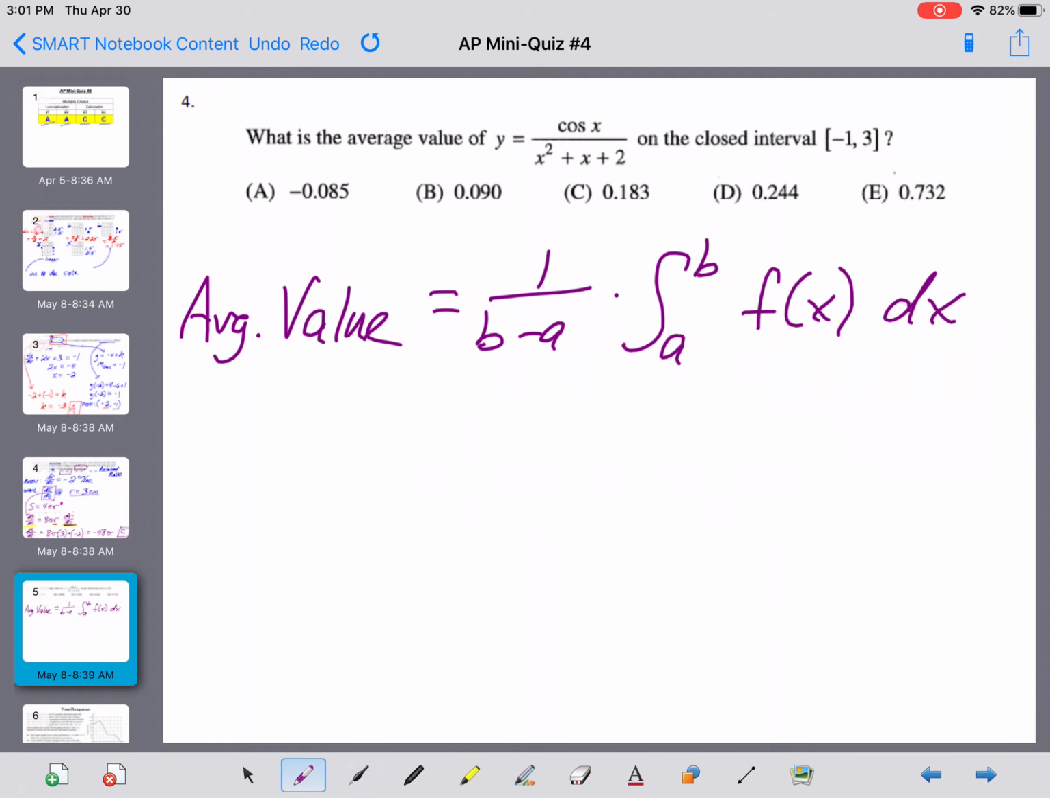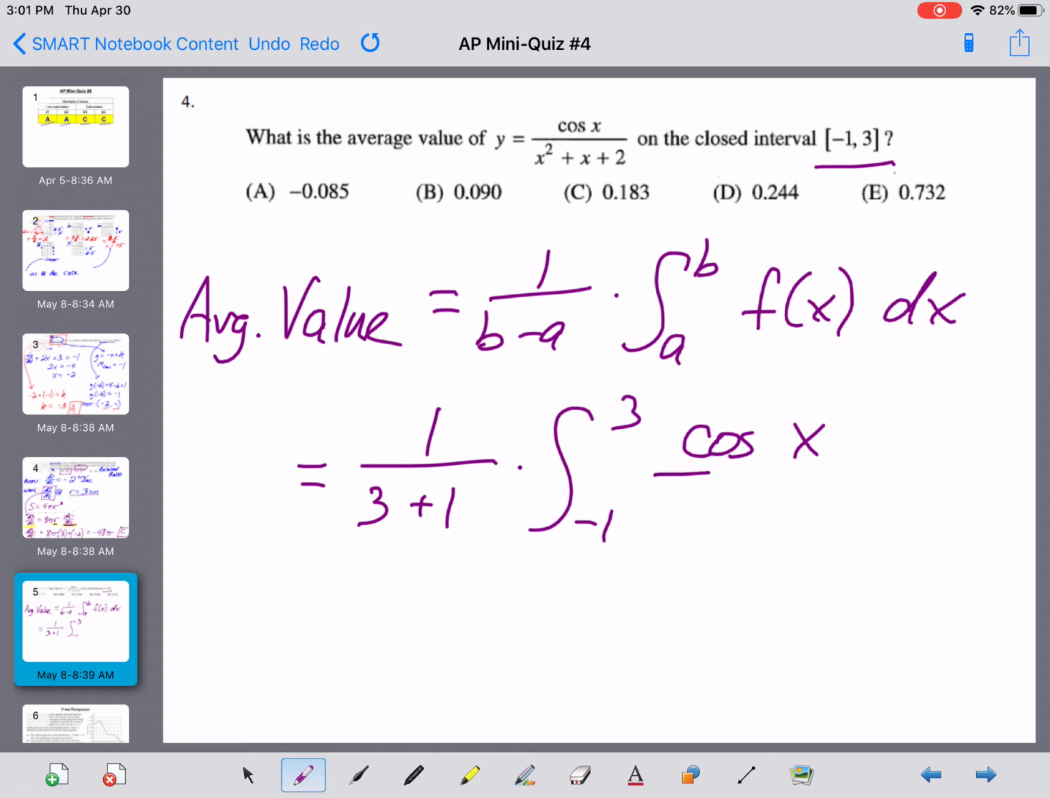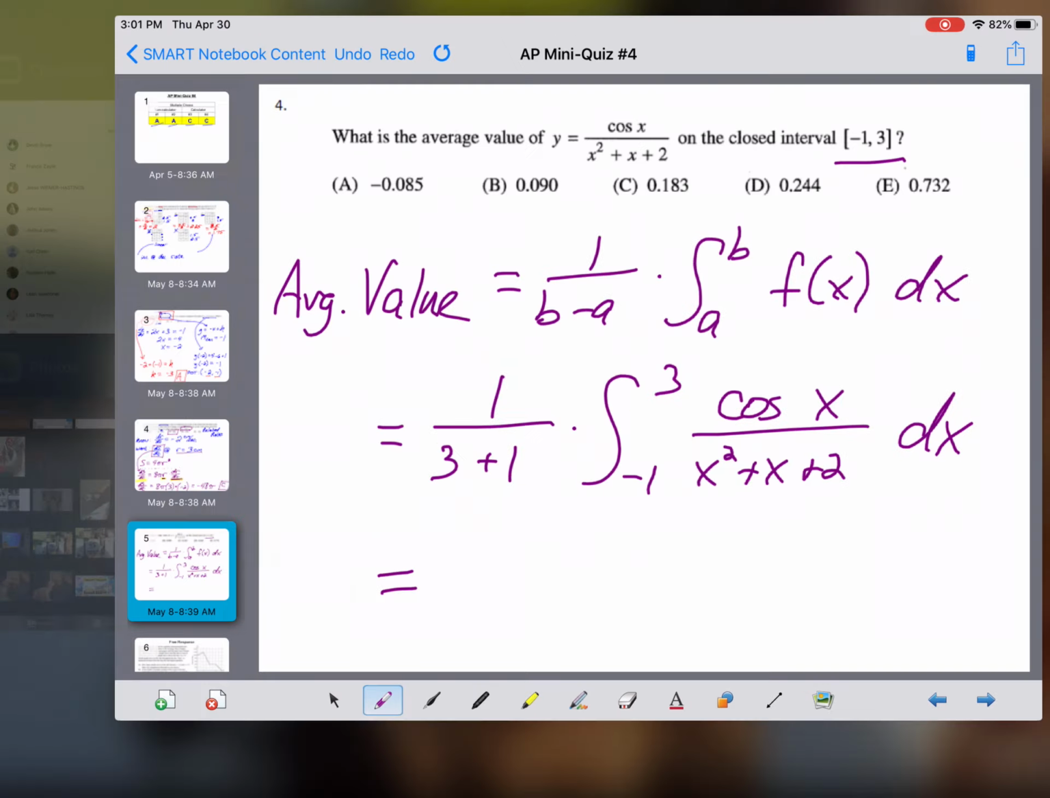So they wanted to know the average value of this function right over here on the interval from -1 to 3. So we're going to go with a 1 over, b is 3, minus the -1, that's 3 plus 1, times an integral from -1 to 3 of f of x, which is cosine of x over x squared plus x plus 2, all taken with respect to x. And unless something goofy happens, I'm thinking we can just dump this into the calculator here and figure out what's going on.